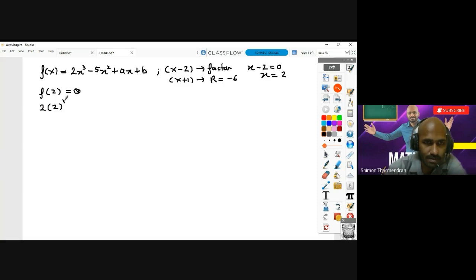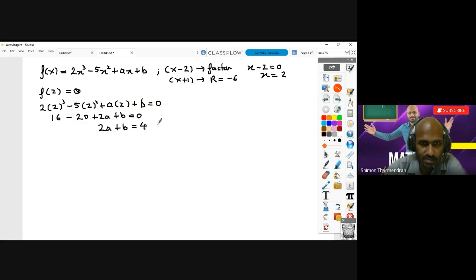We get 2 power 3 minus 5 into 2 power 2 plus a into 2 plus b, and that has to equal to 0. 2 power 3 is 8. 8 times 2 is 16. Minus 2 power 2 is 4 times 5, 20. Plus 2a plus b equals to 0. Therefore, we have got 2a plus b, bringing over the numbers, equals 20 minus 16, which is 4. Call this equation number 1.